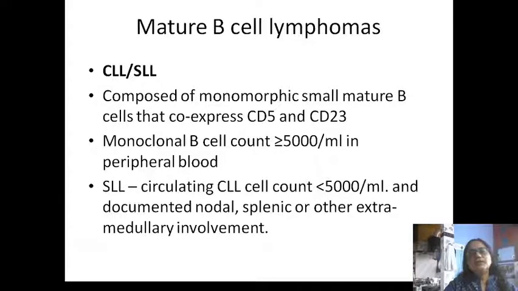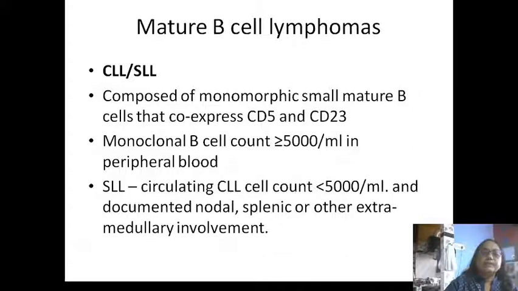Now coming to the non-Hodgkin lymphomas. It's a very big list of B cell lymphomas and T cell lymphomas, so we will not discuss all of them. We will discuss only four of the non-Hodgkin lymphomas. Number 1, chronic lymphocytic lymphoma or small lymphocytic lymphoma.